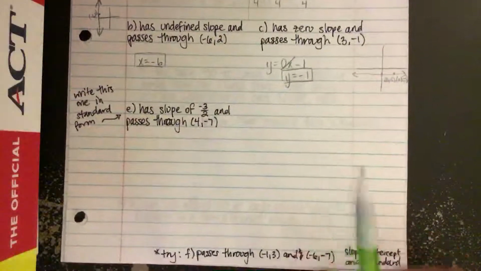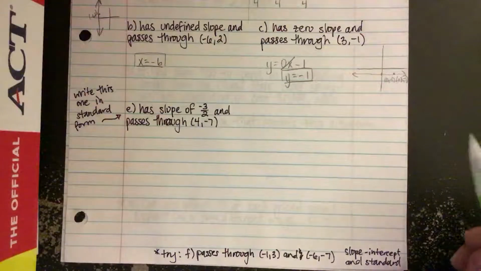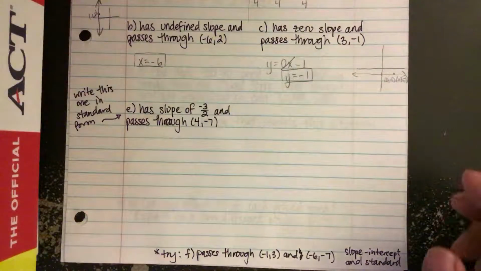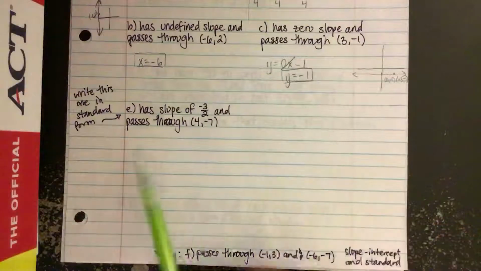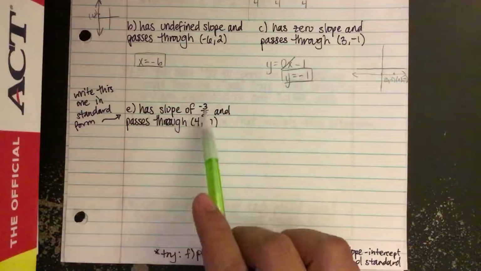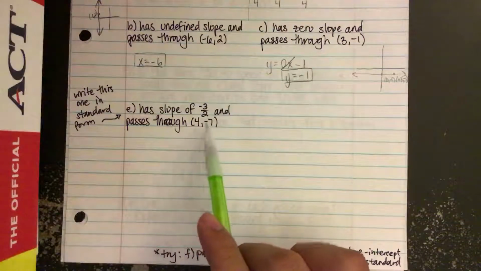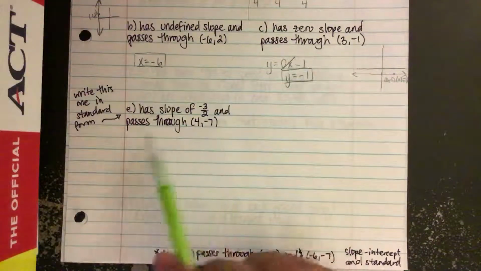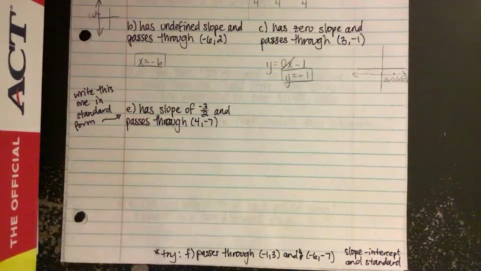Last example before I have you try one on your own, okay? Here, this one's going to be a little funky because we're going to do something we haven't done yet. Has a slope of negative 3/2 and it passes through here, but with the extra step that I actually want you to write this in standard form.